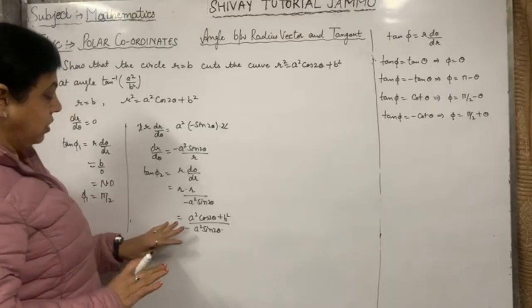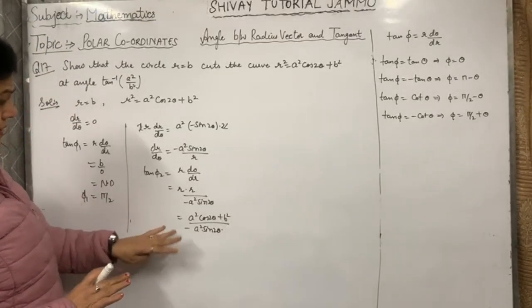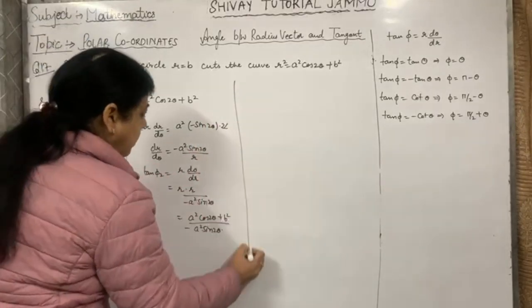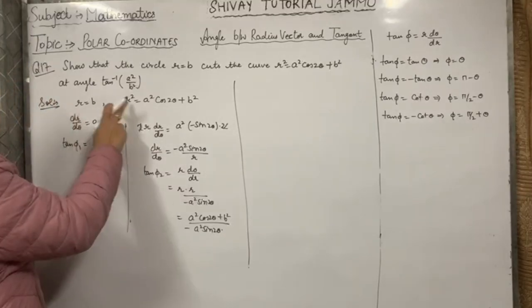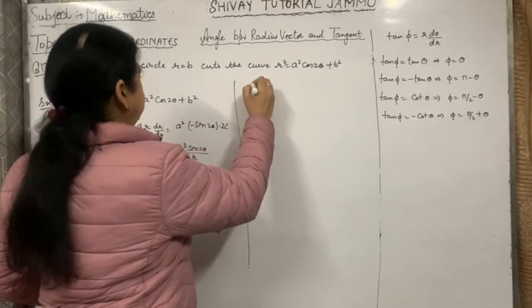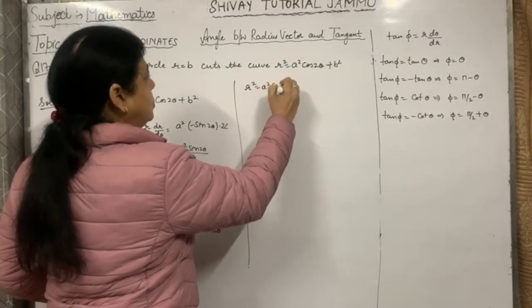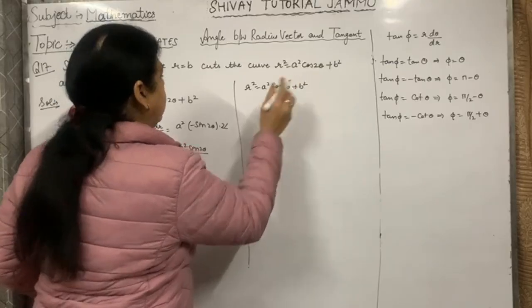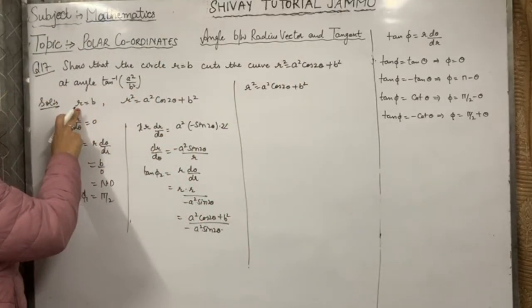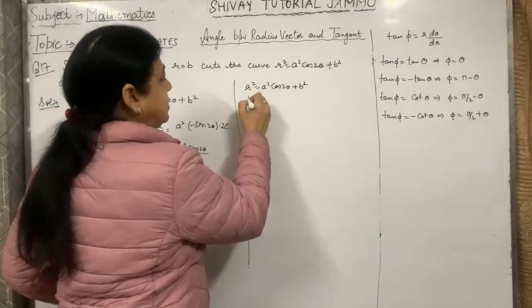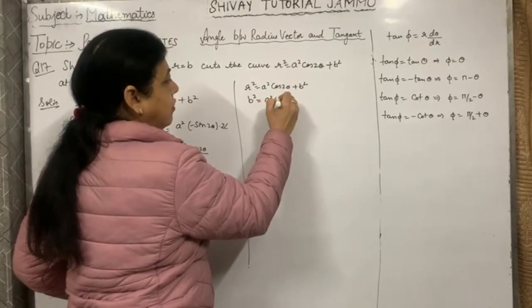Now, we can't solve this more than these steps. We will find the value of theta from these two. We have r square is a square cos 2 theta plus b square. In the first equation, r is b. We will substitute r as b here.